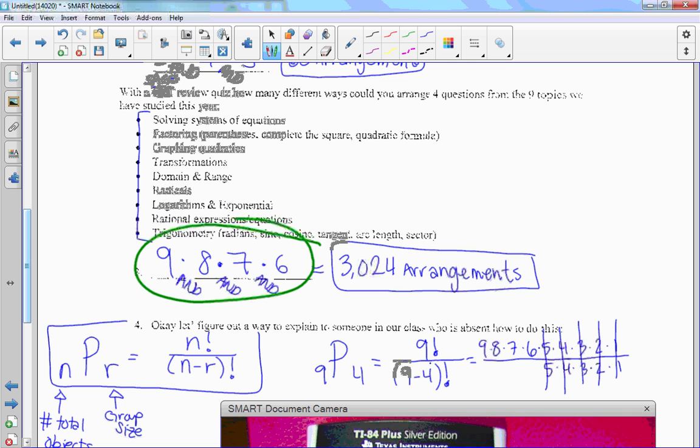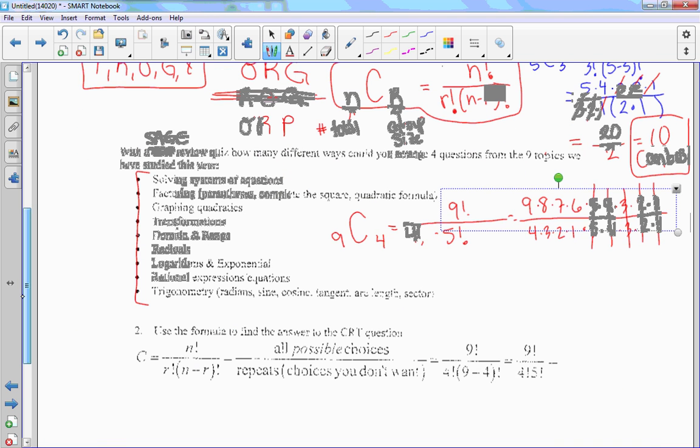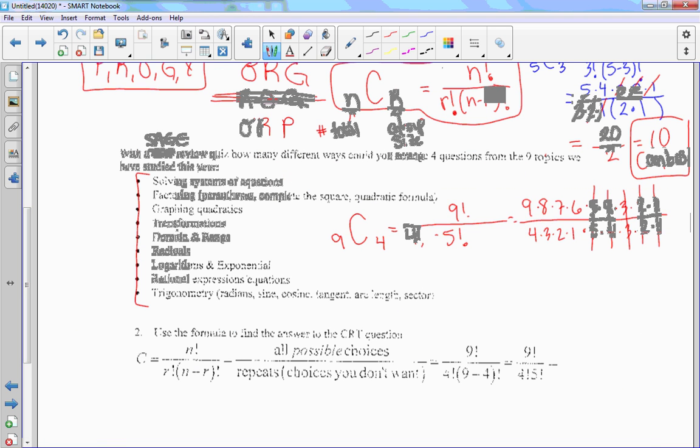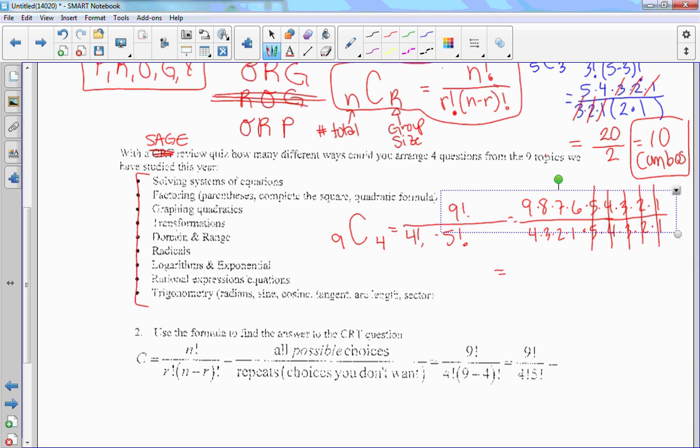Now combo, we don't care about order, so there's not as many options because we have to divide by the r factorial. When we divide by something, we make it smaller. When we divide by a whole number, we make it smaller. So 9 times 8 times 7 times 6, we already did that. That's 3,024. Without a calculator, what's 4 times 3? 12 times 2 times 1, 24. Now with a calculator, divide those and see how many different combinations we can create, yeah?